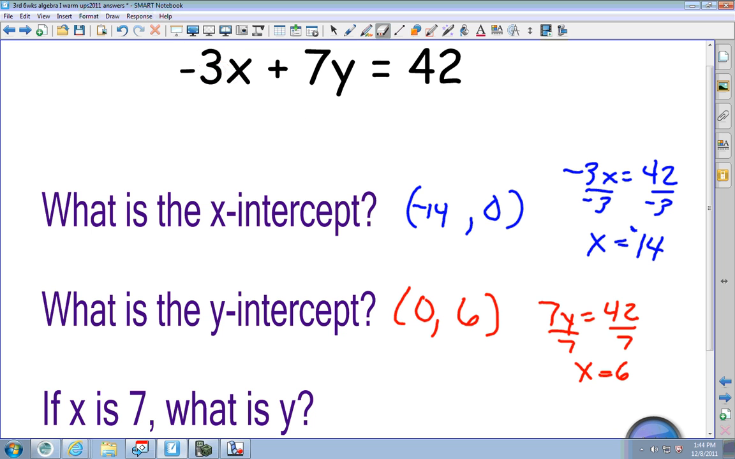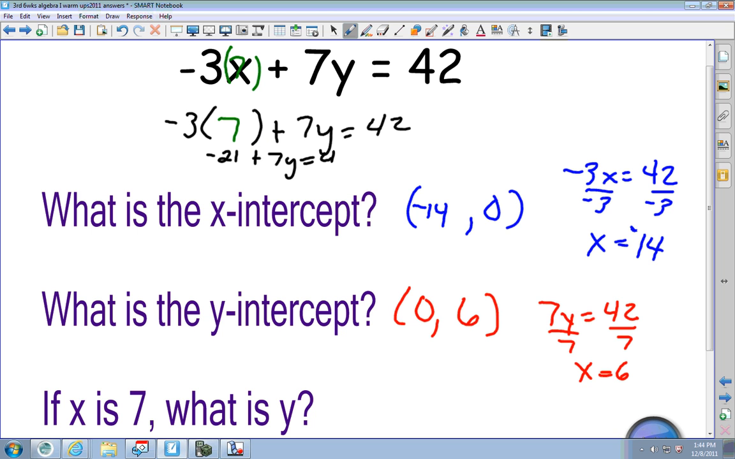Now, up here it says if x is 7, what is y? So what it means is to take right here and put a 7 in here. That goes in parentheses. So I'll rewrite this as negative 3 times 7 plus 7y equals 42. Negative 21 plus 7y equals 42. I will add 21 to each side. 7y equals 63. Divide by 7. y equals 9.